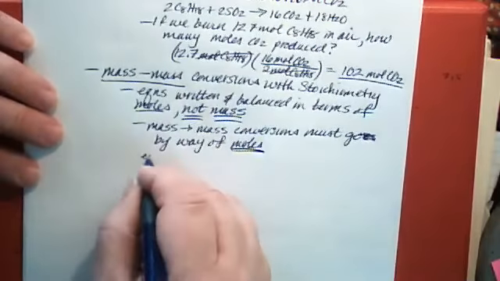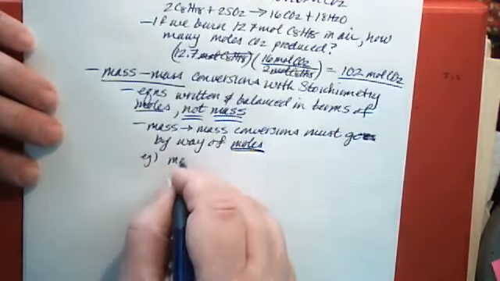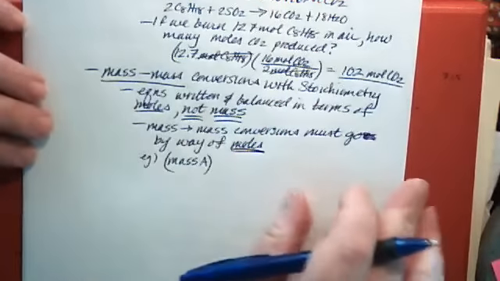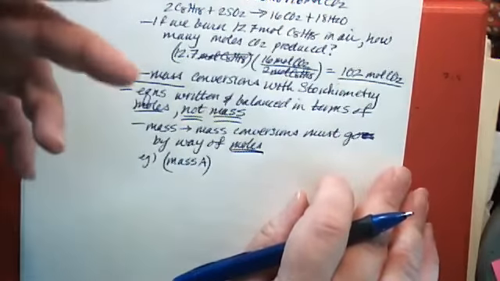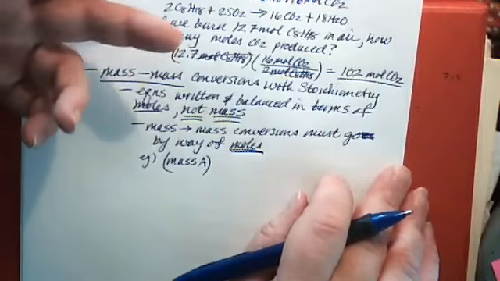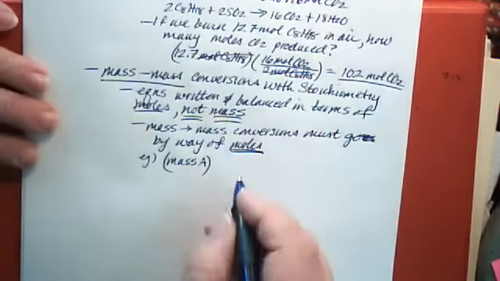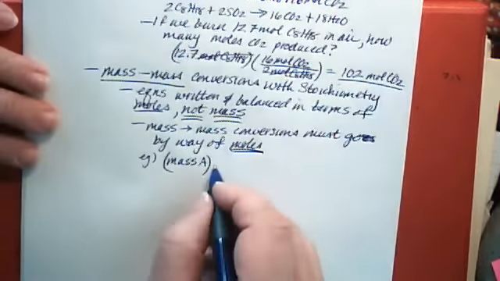Okay, so for instance, if you're asked, you put in so many grams of compound A into the reaction, how much of product B results? Well, you first have to take mass of A and change to moles of A. Then you can change to moles of B. Then you can change to mass of B.